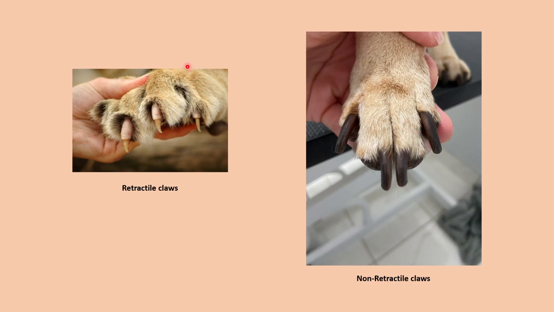These pictures show the claws of carnivorous mammals, wherein the first picture is of retractile claws and the second picture is of non-retractile claws. As you can see here, the claws are blunt as they are always extended outside. They lose sharpness, hence they are a little blunt compared to the retractile claws.